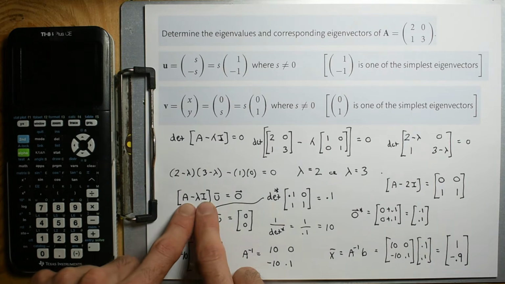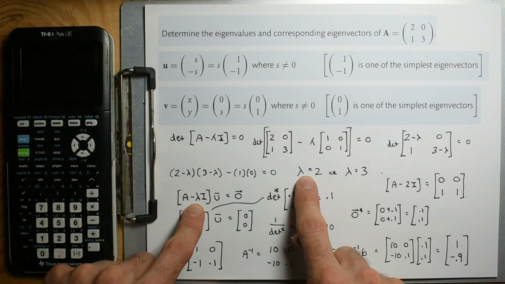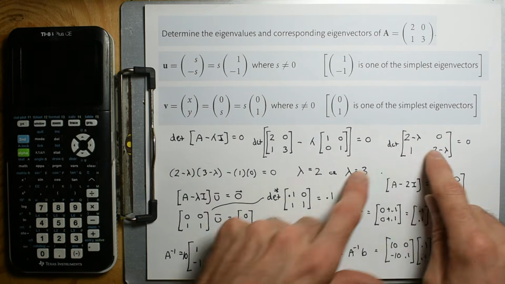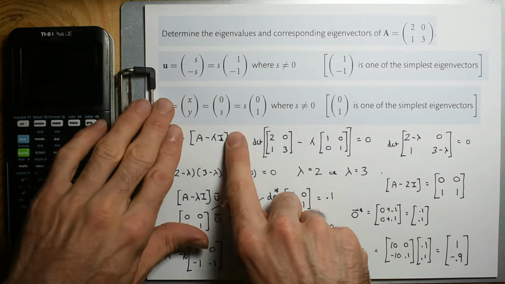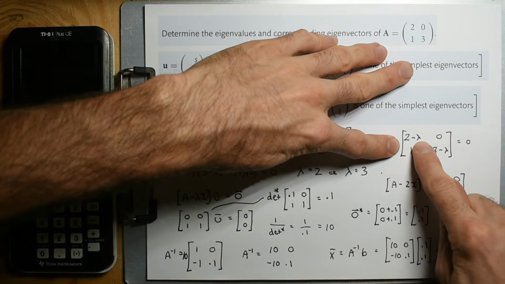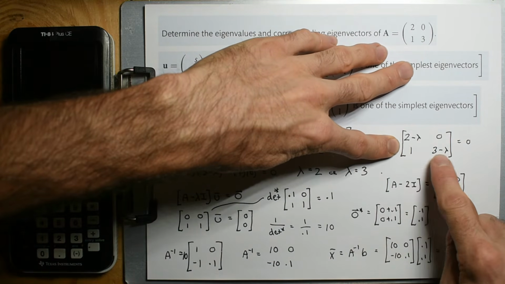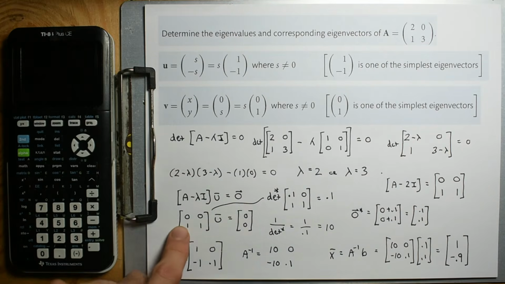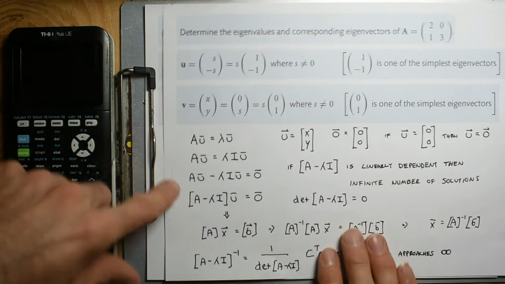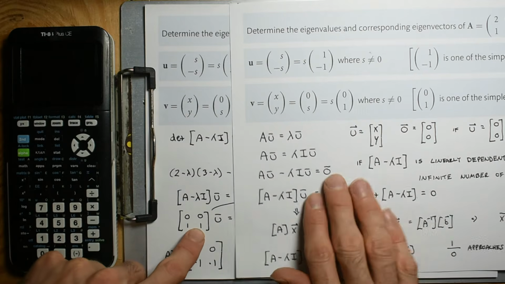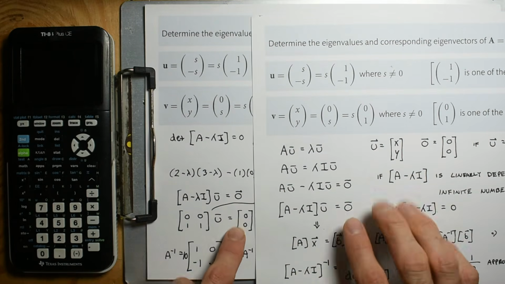If this scalar is 2, I'm going to plug it into our matrix. We took the determinant of the matrix, but that matrix is just 2 minus 2 is 0, 0, 1, and then 3 minus 2 is 1. So that is our matrix. In this proof process, we now have our matrix, 0, 0, 1, 1, times u, equals the 0 matrix.